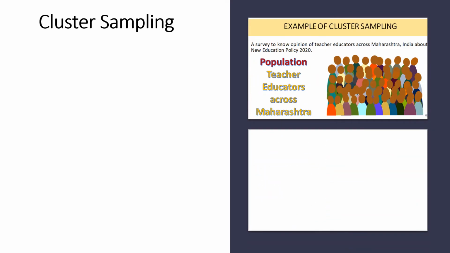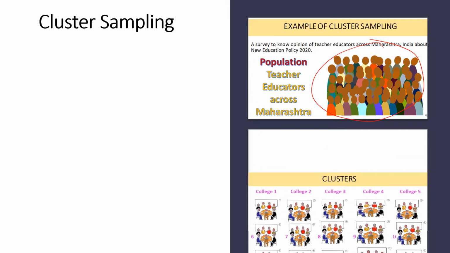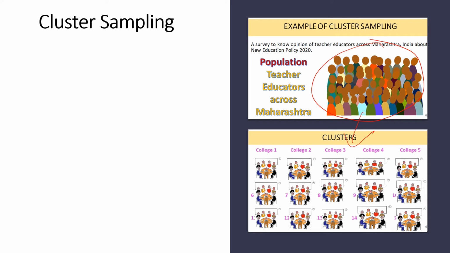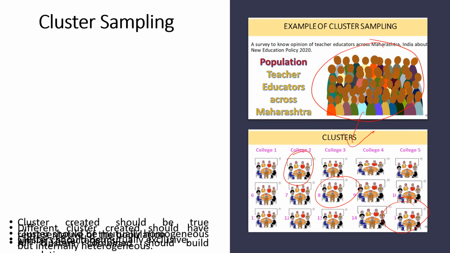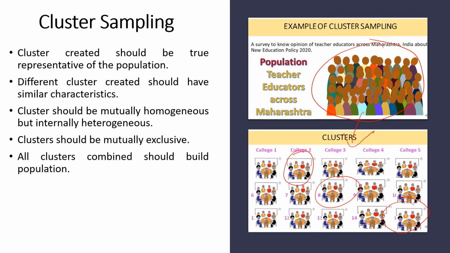Next is cluster sampling. In cluster sampling, the whole population is divided into different clusters. Then among those clusters, a few clusters are selected randomly as a sample using simple random sampling. But you have to take care of a few things while dividing the whole population into clusters. Clusters created should be a true representative of the population.